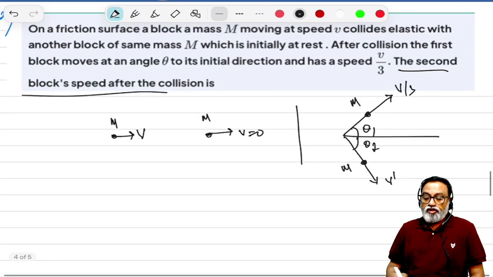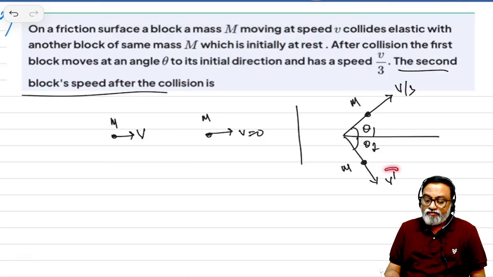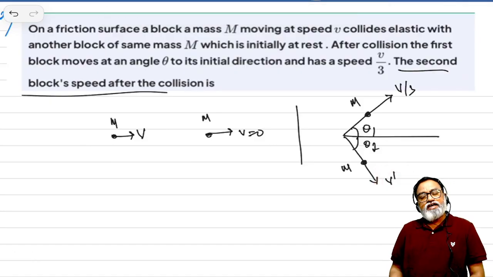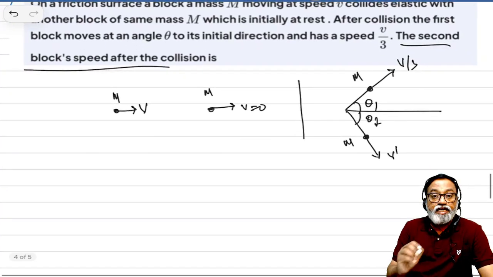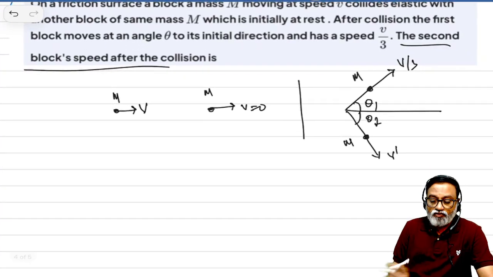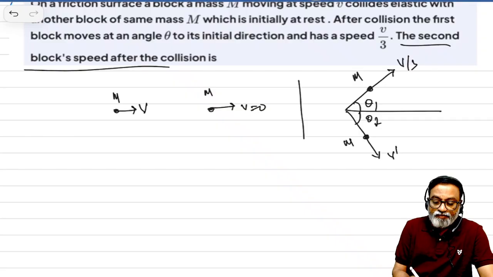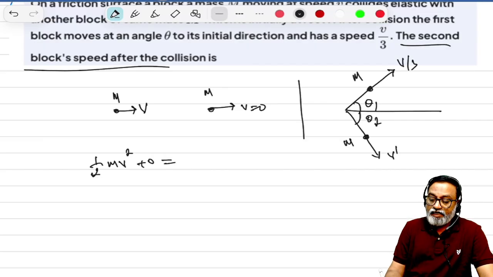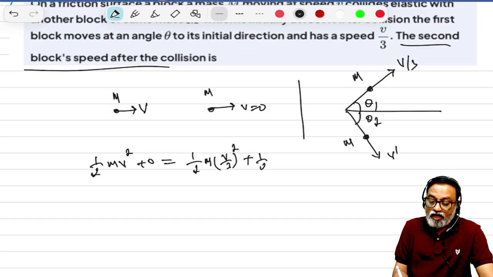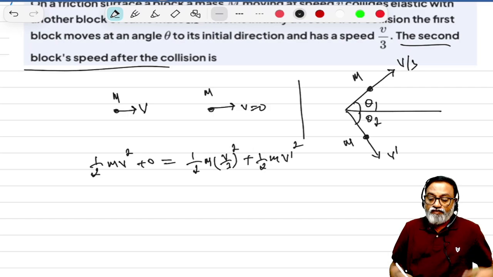Here, this is an elastic collision. We have to find out only the velocity, not the direction. For that, we can directly apply the law of conservation of kinetic energy. We have to apply this law only for elastic collision. Total kinetic energy before collision is half m v square. This one is 0. For this one, kinetic energy does not depend on direction: half m v by 3 whole square. And this one, half m v dash square.